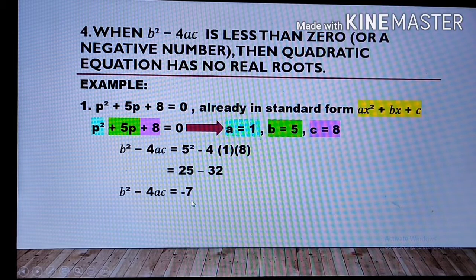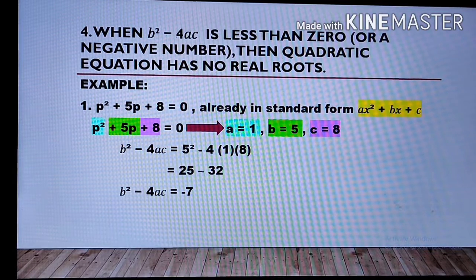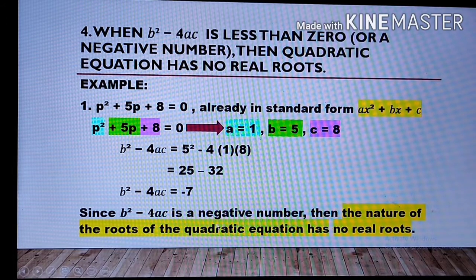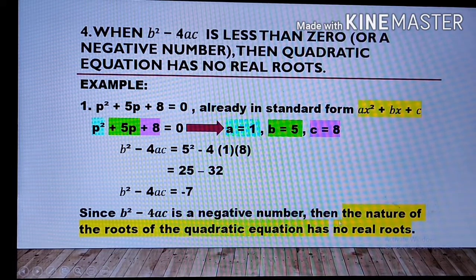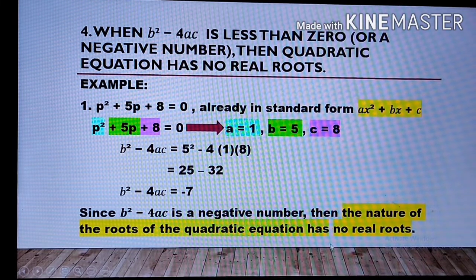Bakit siya negative 7? Kasi mas malaki yung value ng 32 kaysa sa 25. Then, ang sign ng 32 is negative. So, sundin natin yung sign ng pinakamalaking number. So, that's why negative 7. Okay, since b squared minus 4ac is a negative number, then the nature of the roots of the quadratic equation is that it has no real roots. So, wala siyang totoong roots. Okay, has no real roots.